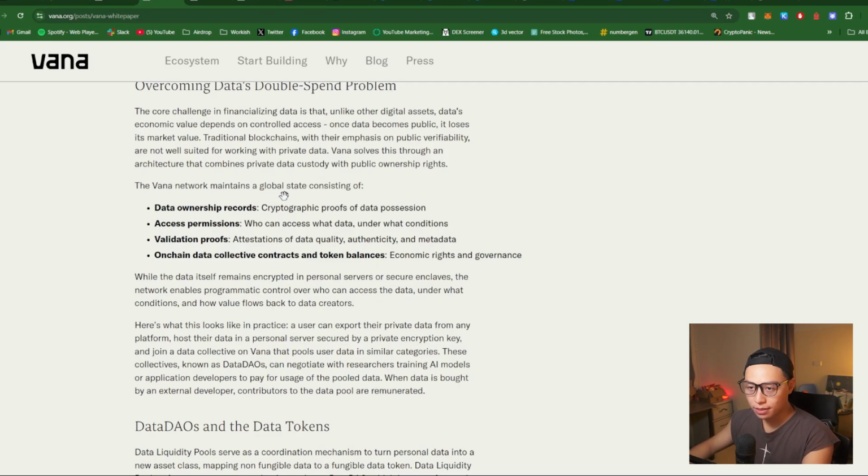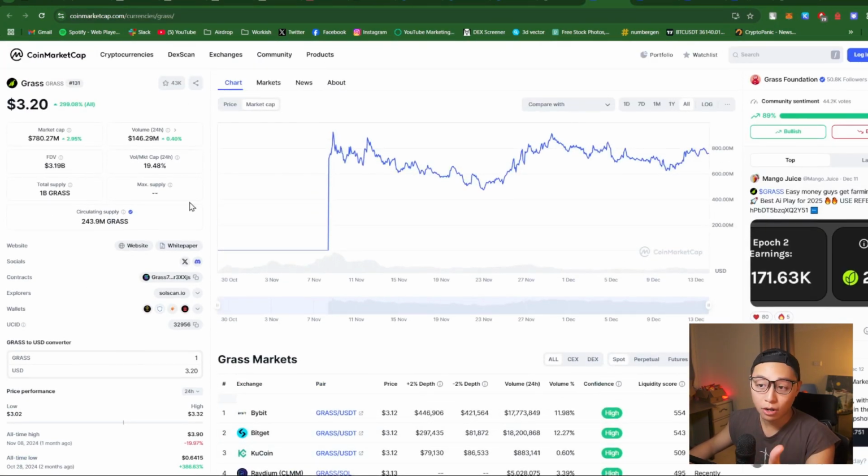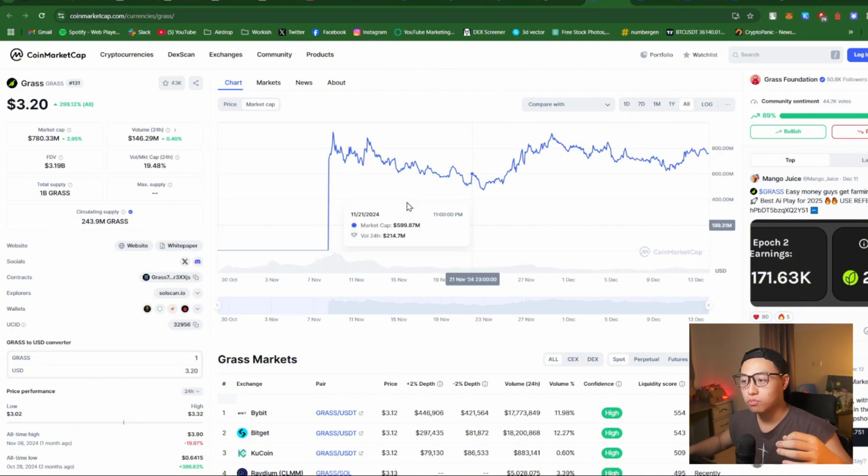The next question is, what are the major differences between VANA and similar platforms or protocols, for example, Grass? Okay, so first of all, if you don't know what Grass is, this is Grass. They are a cryptocurrency that allows users to share their unused internet bandwidth and earn rewards through an extension on the web browser, like the Grass extension. Just turn it on and let them farm your unused internet bandwidth, and you earn rewards.